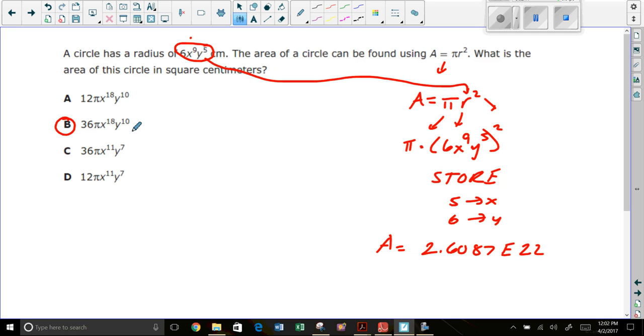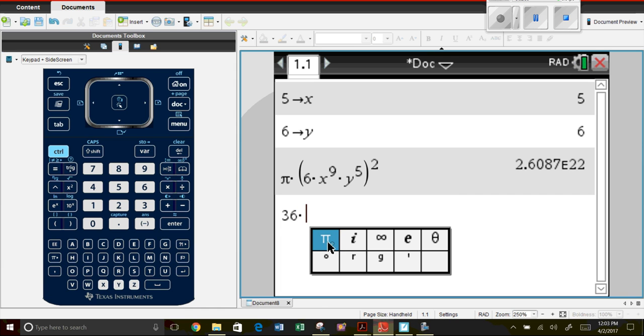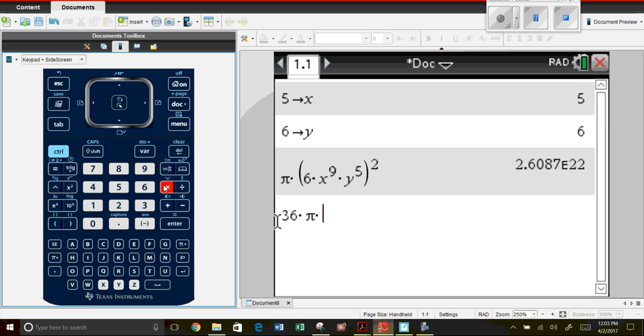We're going to type that in exactly as it appears, and we're just going to verify that we get this answer right here. So we're going to go back to our calculator and type in the problem. It's 36 times pi, times x to the power of 18, times y to the power of 10. Let's just double check that: 36 pi x to the 18th, y to the 10th. We click enter, and we get the exact same thing. It is a perfect match.